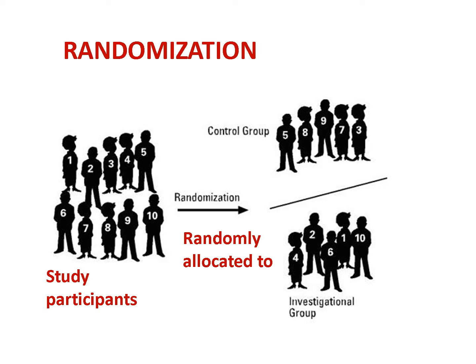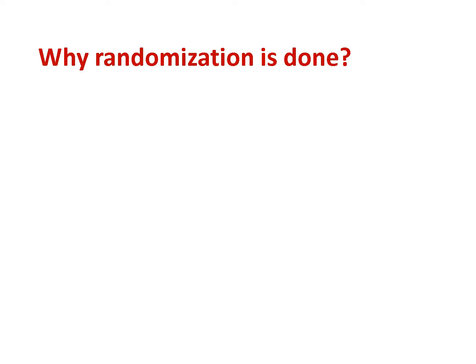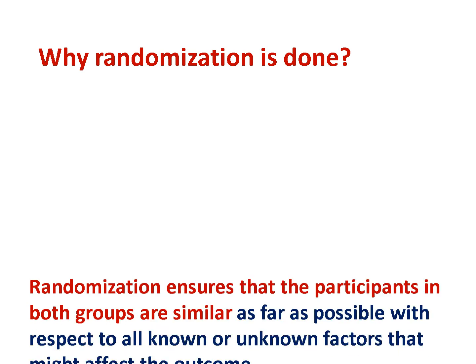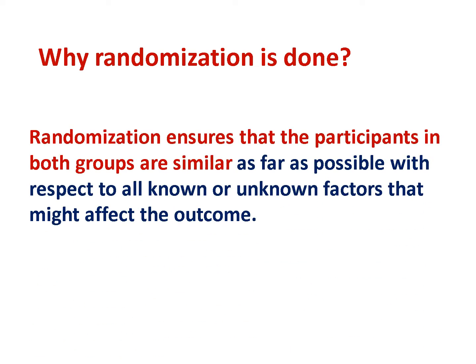Why is randomization done? Randomization ensures that the participants in both groups, the experimental and control groups, are as similar as possible with respect to all known or unknown factors that might affect the outcome. So randomization makes sure that the participants in the experimental group and the control group do not have any differences.